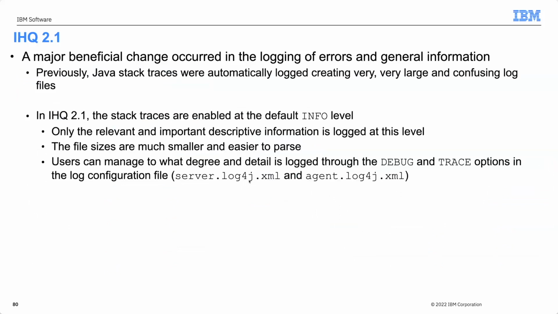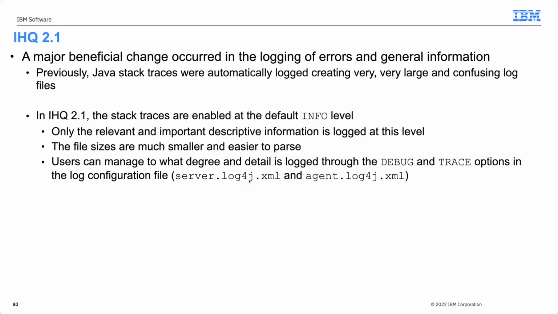Another thing that occurred with 2.1 is we made the error and logging files a lot more user-friendly. In earlier versions, we were logging everything except for the kitchen sink, and even then the kitchen sink was thrown in sometimes just for fun. Now the stack traces are enabled at the info level, which really only gives you the information that you truly need. So the file sizes are smaller, and they're going to be easier to parse.